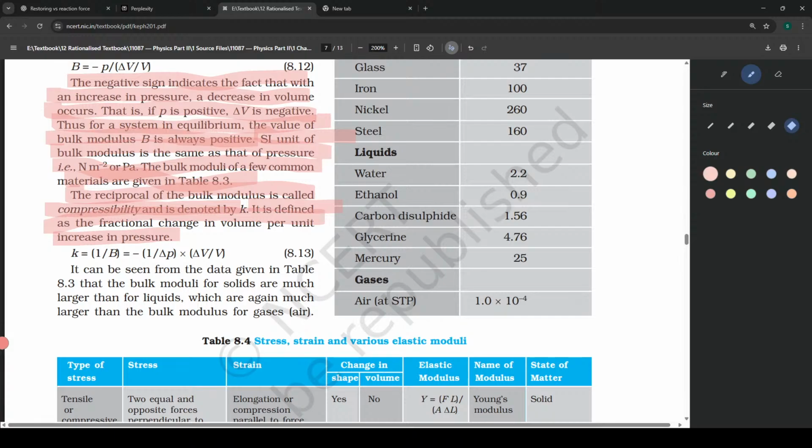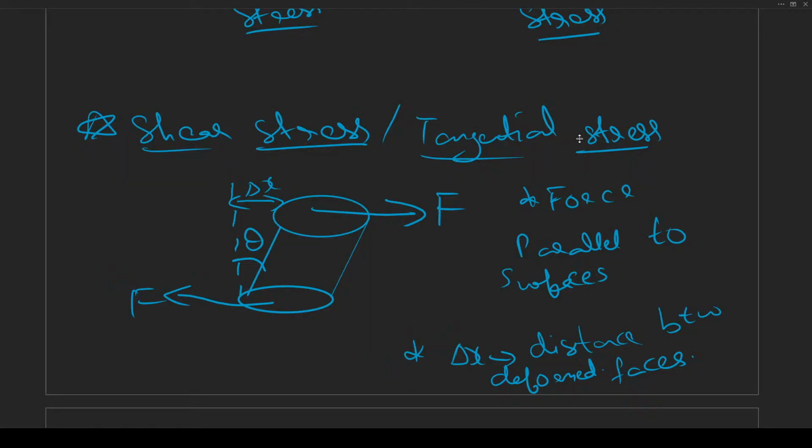Compressibility K is 1 by B, where B we already know is hydraulic stress by hydraulic strain, which gives the formula minus 1 by delta P times delta V by V. Compressibility is defined as the fractional change in volume per unit increase in pressure. It's better to derive it. Let's try.